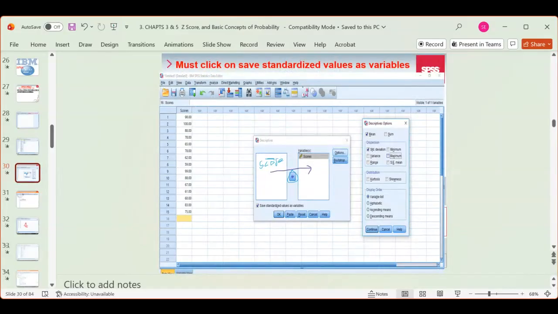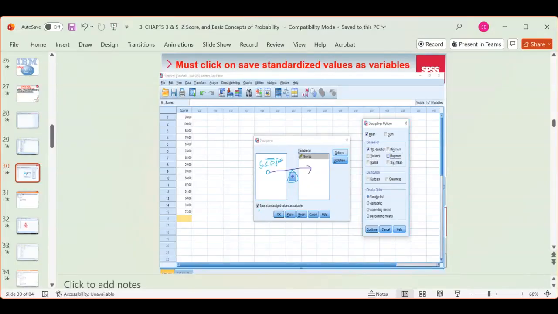It says you must click on save standardized values as variable. So what you do, all these scores are attached to that variable that you named scores. It's here, it says right here. You drag and paste it to the right side, or you click on it and click on this arrow and it will transfer it from left to right, one way or another. And then again, at the bottom, you see that check mark? It says save standardized values as variable.